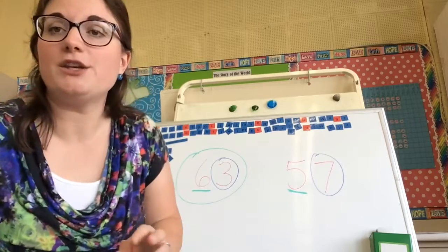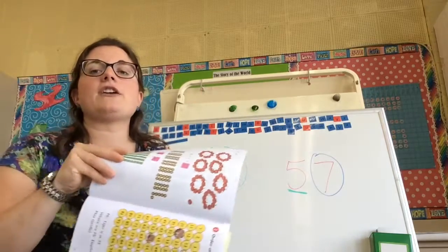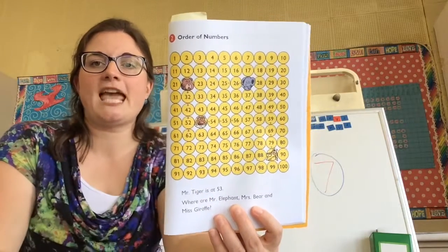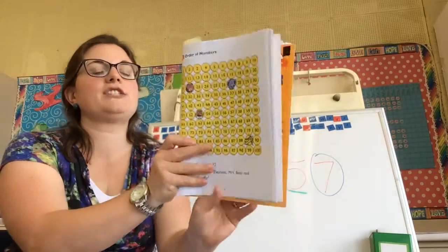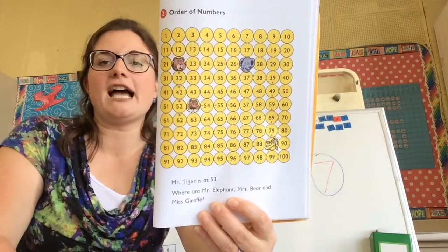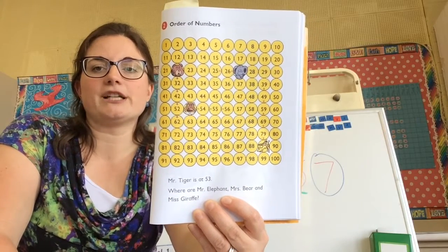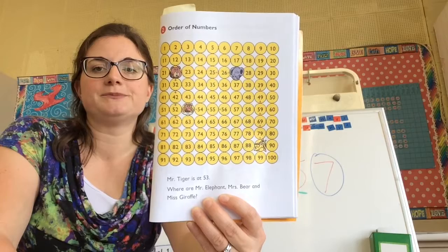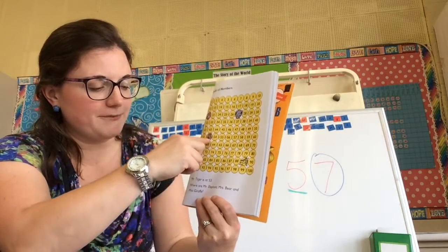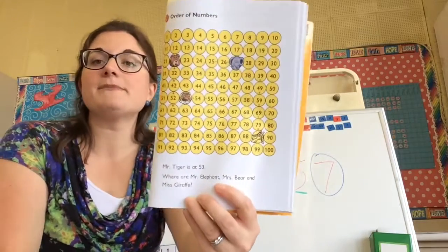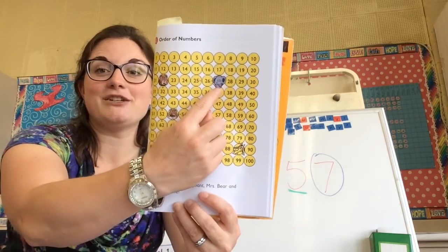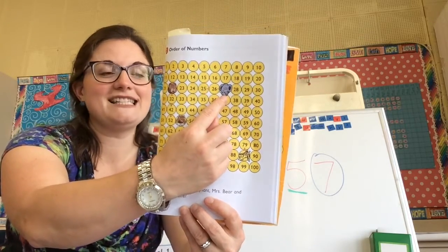Now, I would like you, if you don't have your textbook, press pause and grab your textbook. We're going to open to page 73 in our textbook. Okay? So get your textbook open to page 73. And I would like you to tell me, what number is Mr. Tiger at? What number can you see on there is Mr. Tiger? He is at 53 right there. You can put your finger on it. Okay? Tell me, what number is Mr. Elephant at? Mr. Elephant's right up here. He's at, say it out loud, 27.